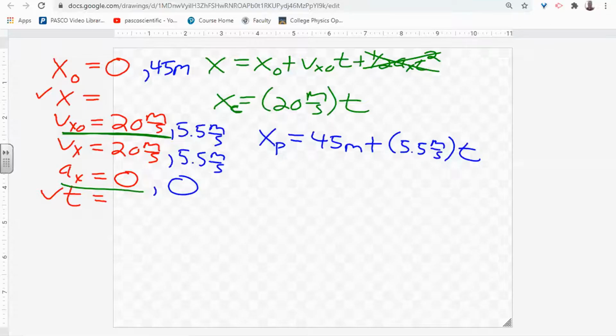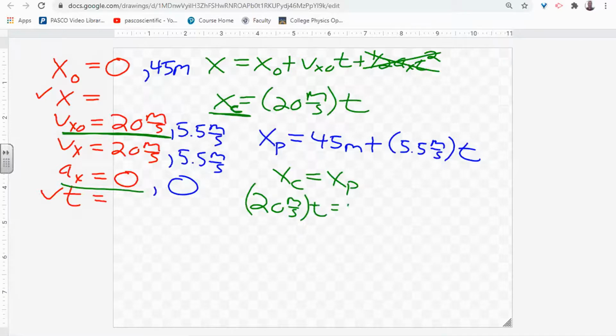So now we can take these two equations, and if we know that the maximum time is going to be when their positions are equal, is when the coyote is going to catch up to the prairie dog. So I can set xc equal to xp, the position of the coyote equal to the position of the prairie dog. So I end up with 20 meters per second times t is equal to 45 meters plus 5.5 meters per second times t. So now I can just solve that equation.